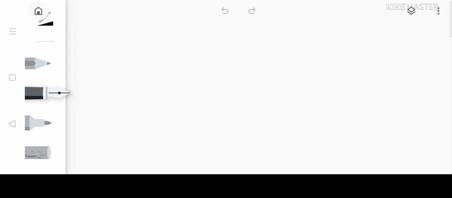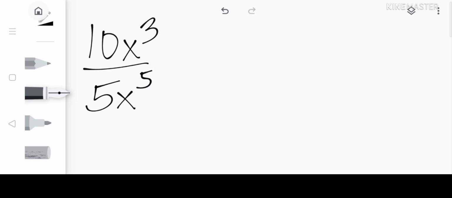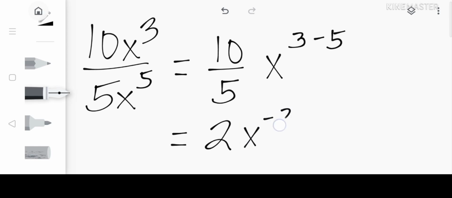Next example, 10x cubed divided by 5x raised to 5. So, ganun pa rin. Ang unahin natin is the constant. So, 10 divided by 5. And then for literal coefficient, subtract the exponent, x raised to 3 minus 5. So, 10 divided by 5 is 2. And then for the literal coefficient, x raised to 3 minus 5 is negative 2.